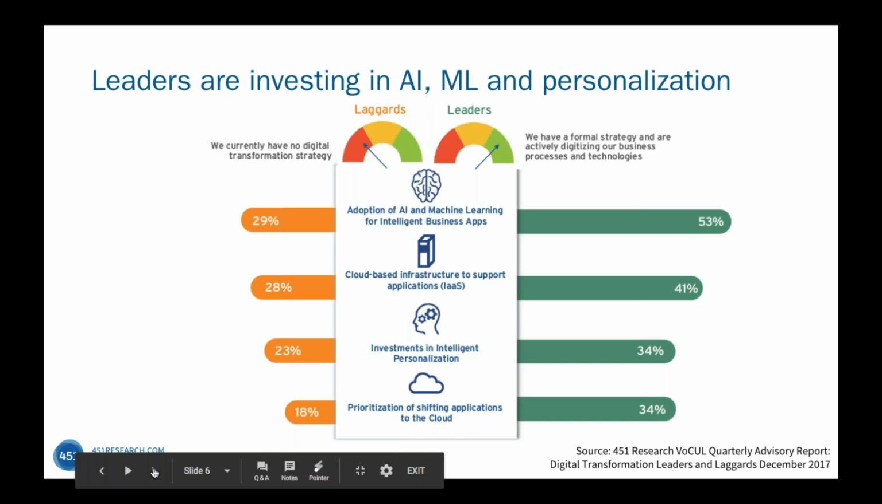So this again comes from a report. Actually, this was from late last year. But just to pick out some key things like adoption of AI and machine learning for intelligent business applications: 53% of leaders are doing that versus only 29% of laggards. Adoption of cloud-based infrastructure: 41% of the leaders versus 28% of laggards. Or investment in intelligent personalization, again, the same thing.